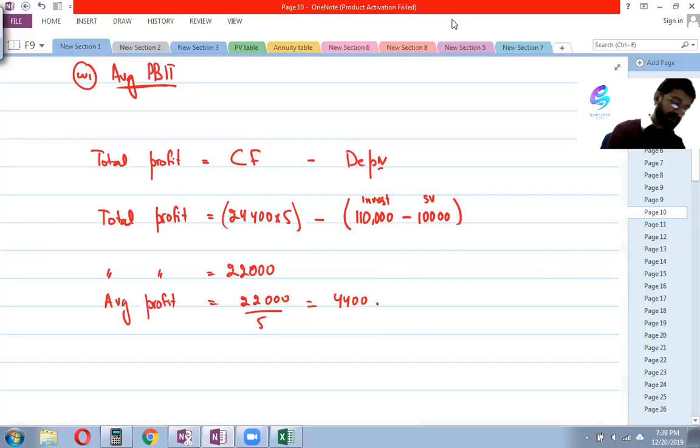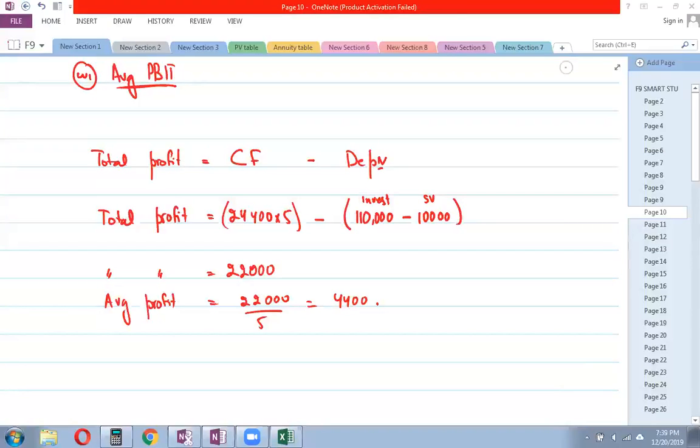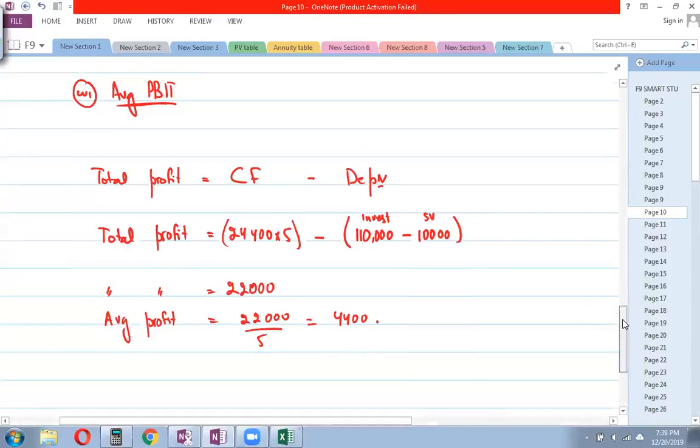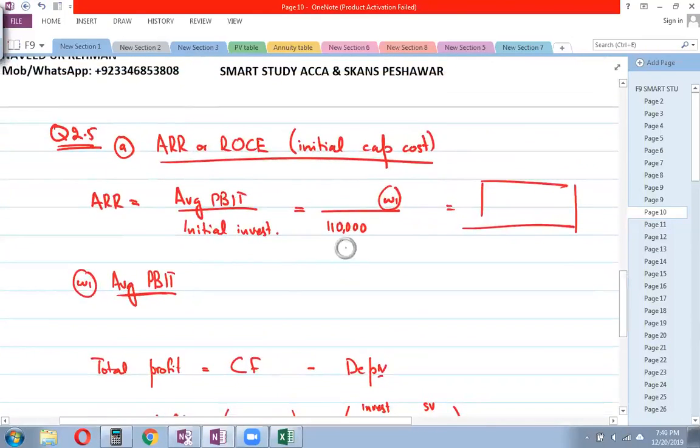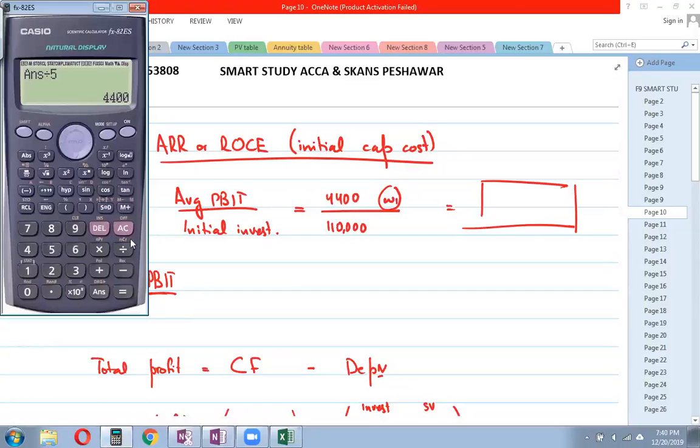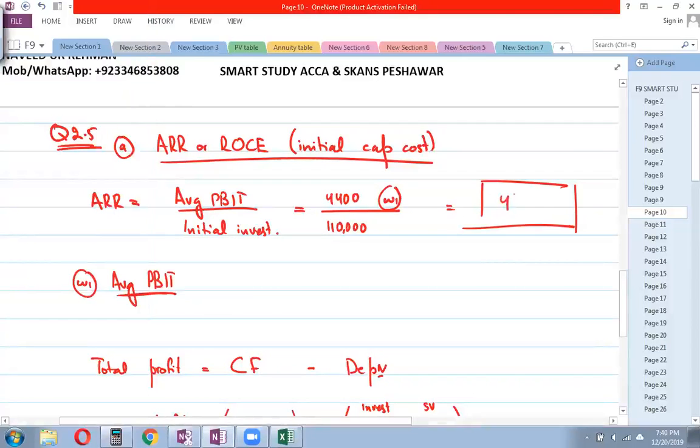Is it clear to everyone? Please let me know if it is not clear. Okay, so the average profit is 4,400, and we already have the initial capital investment. So 4,400 divided by 110,000 will give you 0.04, which means 4%. So 4% is the answer.